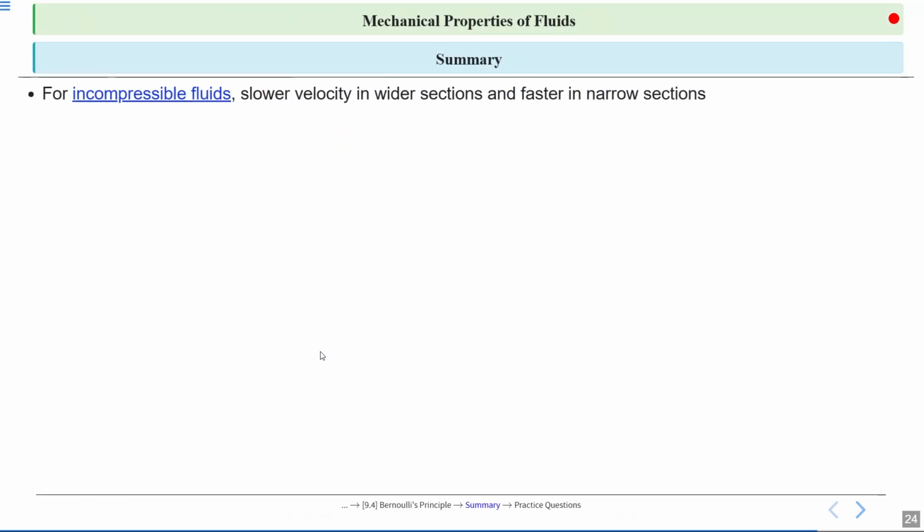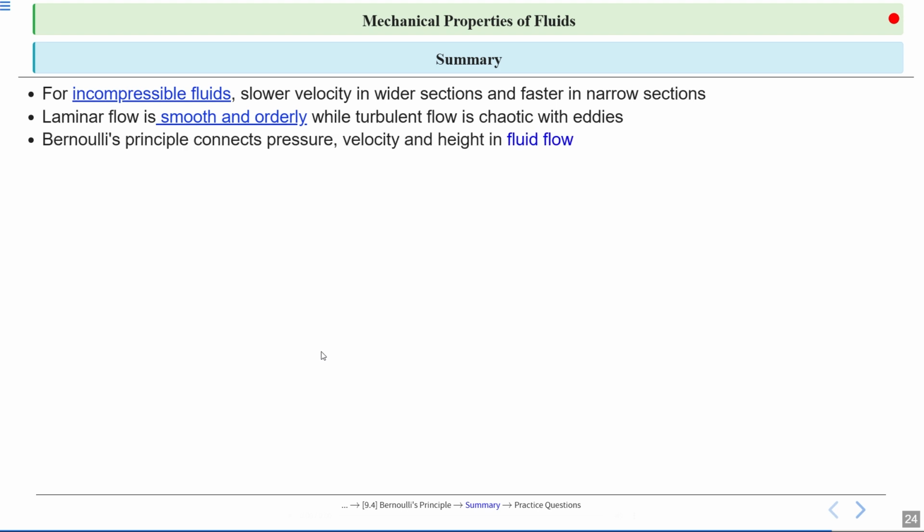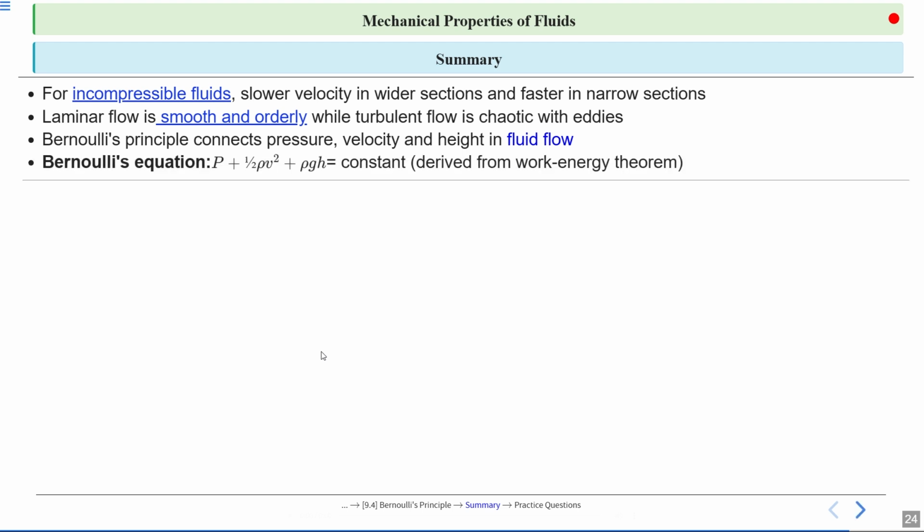For incompressible fluids, velocity is slower in wider sections and faster in narrow sections. Laminar flow is smooth and orderly, while turbulent flow is chaotic and erratic. Bernoulli's principle connects pressure, velocity, and height in a fluid flow. So Bernoulli's equation: P plus 1 by 2 rho V square plus rho g h is equal to constant.